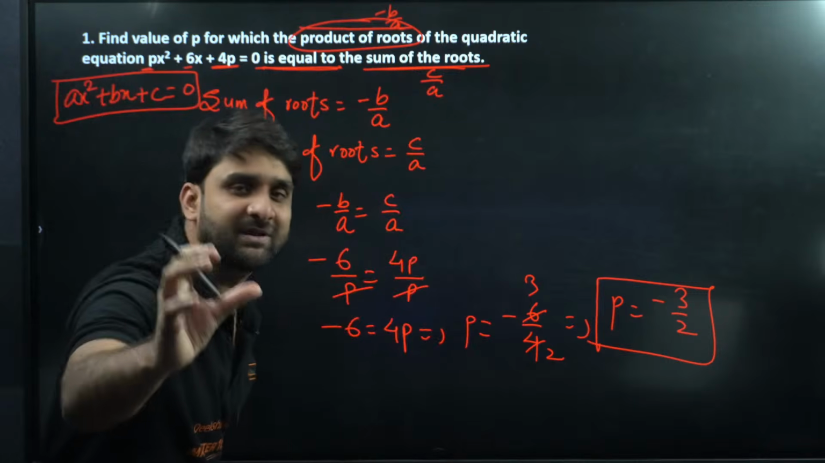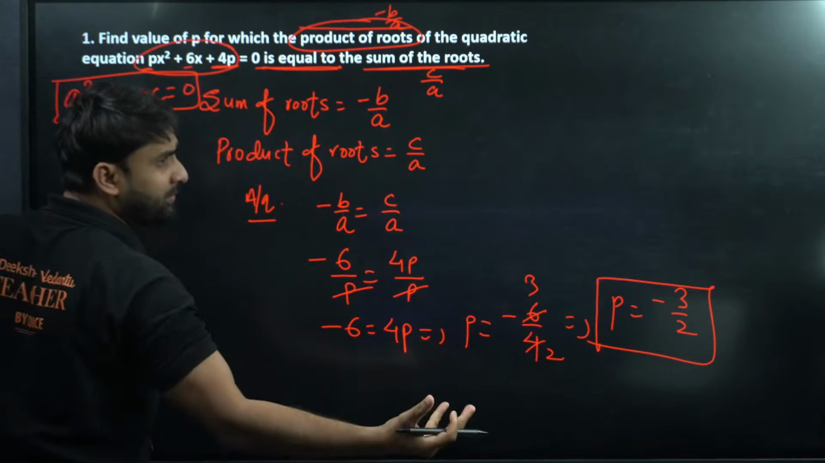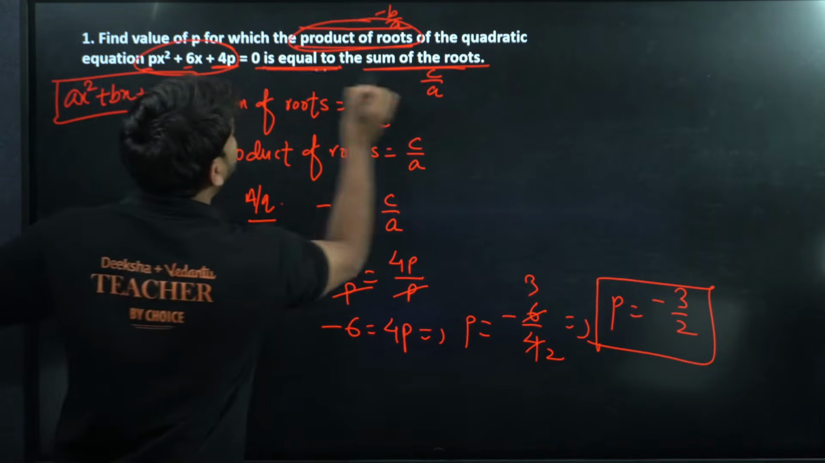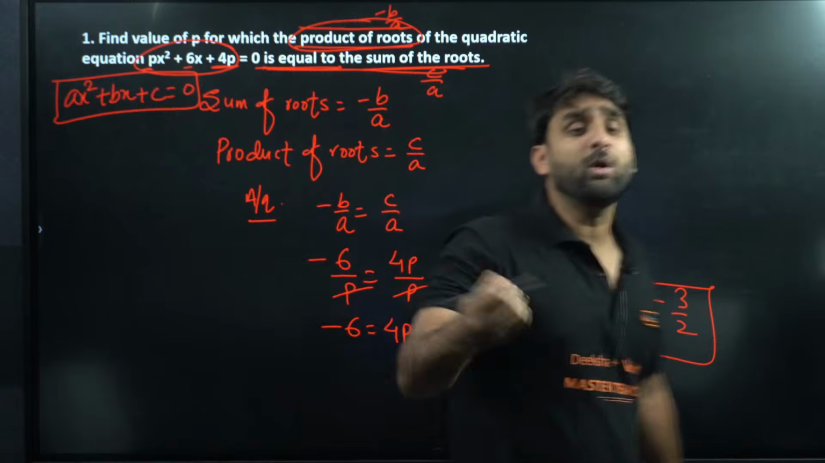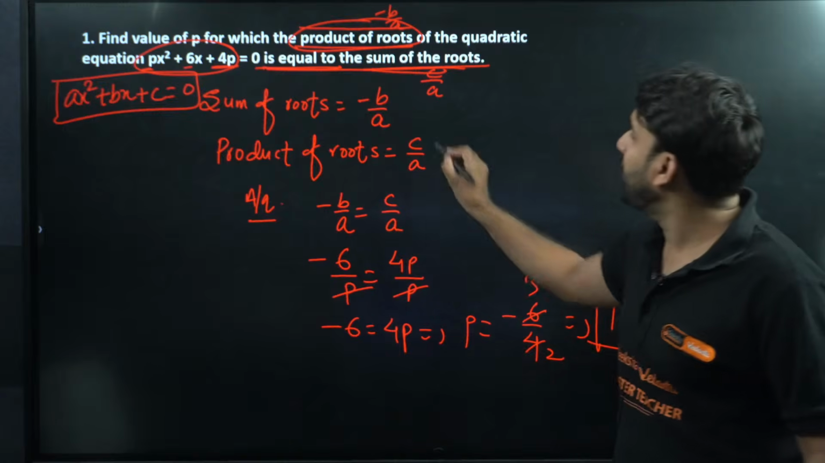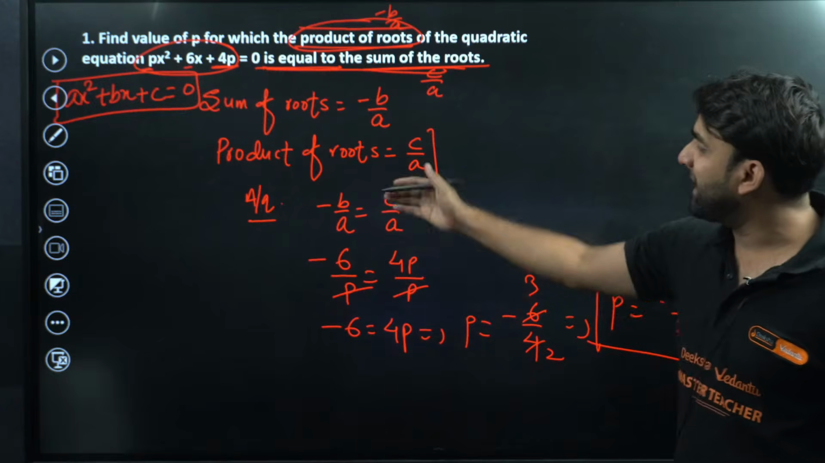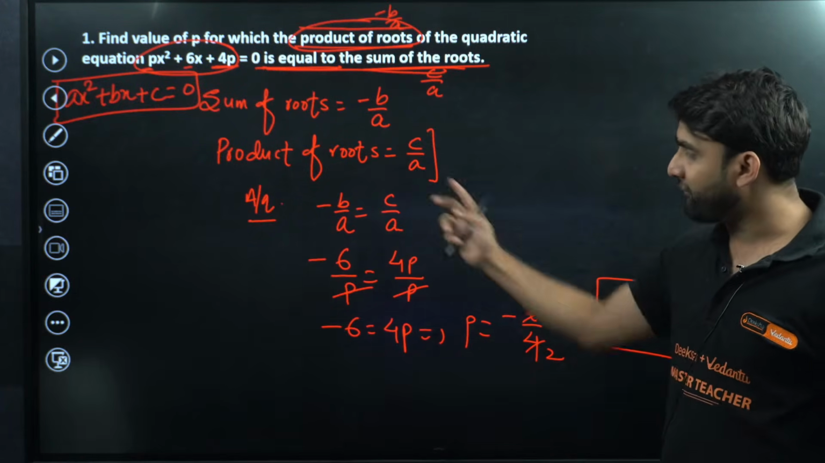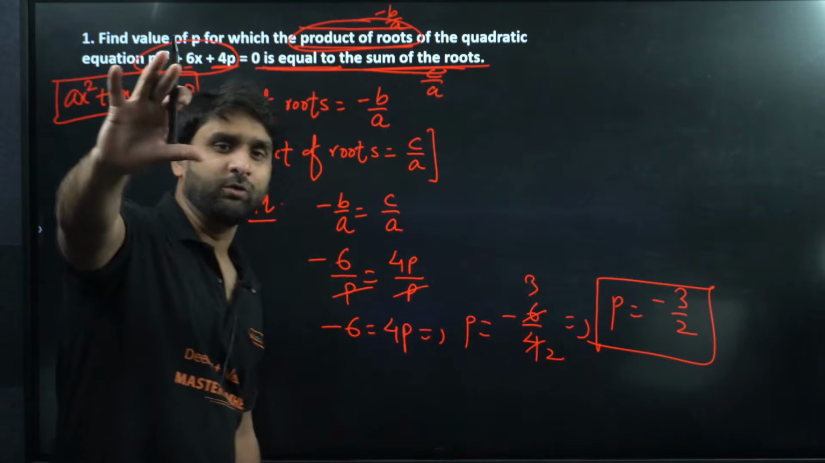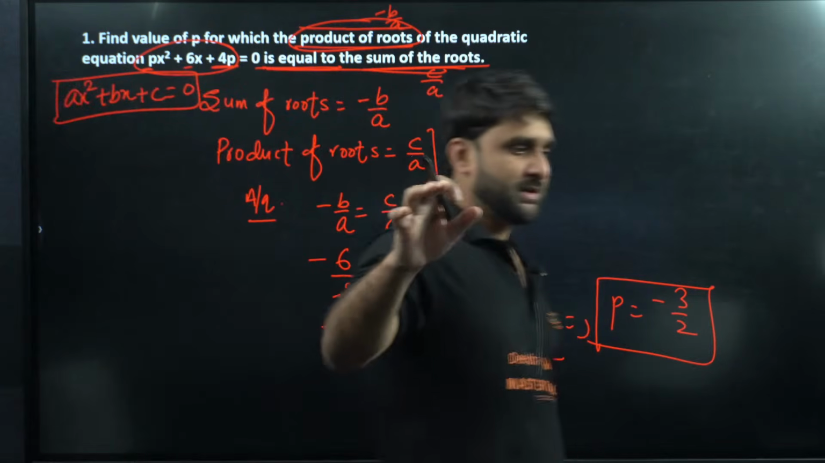Class 10th warriors, class 10th champions. In this question, one quadratic equation is given to you, and the condition given is that the product of roots is equal to the sum of roots. We all know sum of roots is minus b by a, product of roots is equal to c by a. According to the question, putting both equal to each other, minus b by a will be equal to c by a. After doing the basic mathematical calculation, we got p. Is it clear to you, everyone? p is equal to minus 3 by 2.